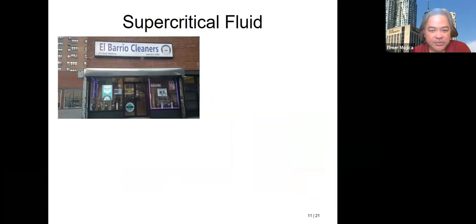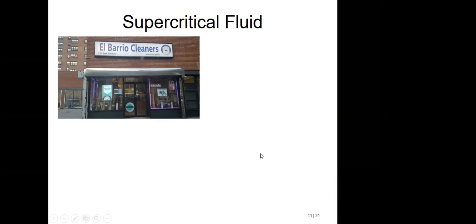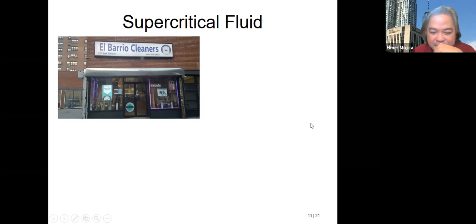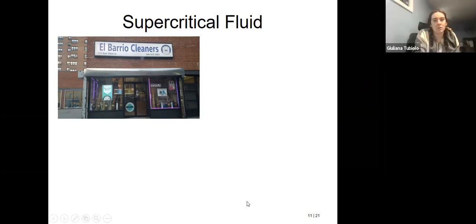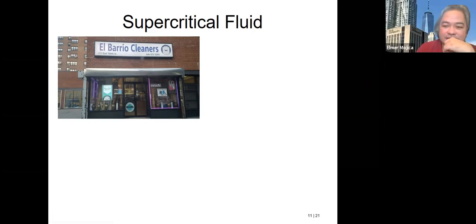Some of the applications of the supercritical fluid are in our neighborhood. What shop is this? Anyone? What do you think is the shop here? Is that like a laundromat? Specifically, what does it do? Oh, they're dry cleaners. Okay, so you have here this term dry cleaning.